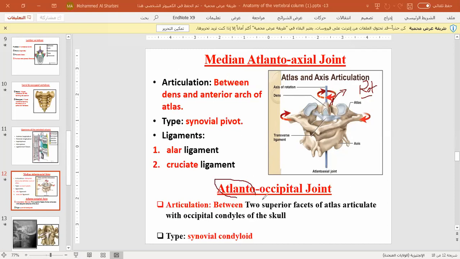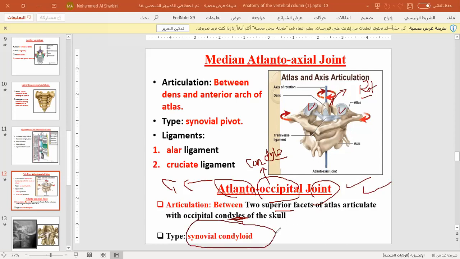What is meant by atlanto-occipital joint? What is meant by atlanto? C1 also. Occipital here is the bone of the back of the skull. The occipital condyles project from the skull downward, one on each side of the foramen magnum. So the occipital condyle unites with the superior articular process of C1, forming the atlanto-occipital joint, and this joint is named, what is the type?